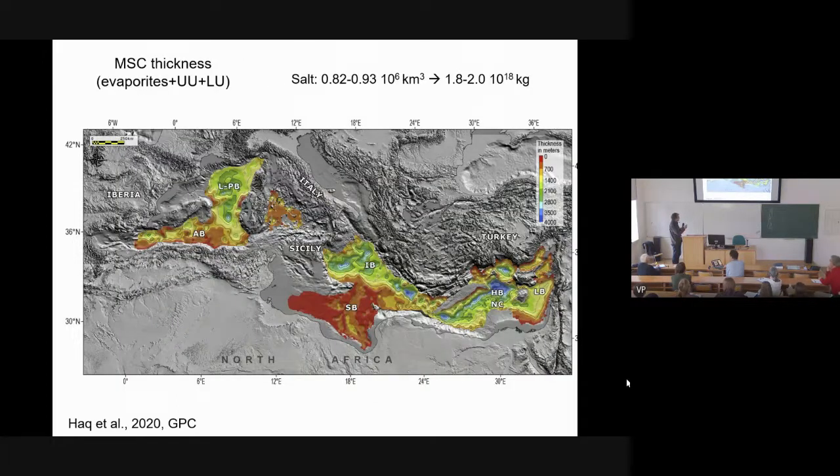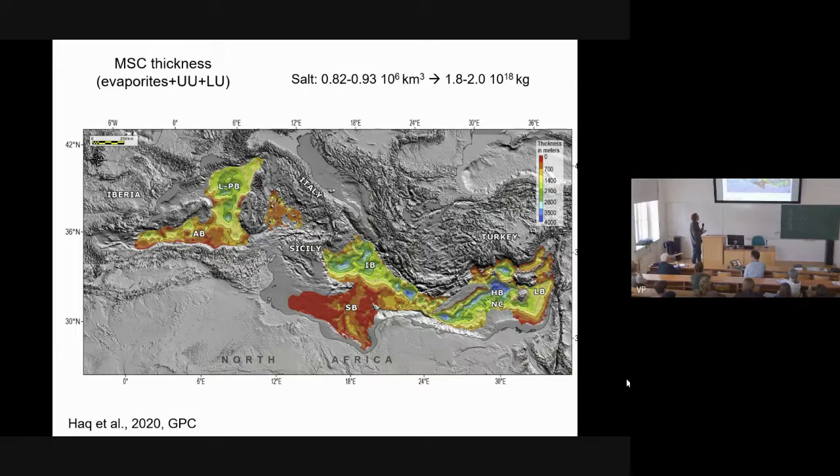Today, this is a recent paper compiling all the available seismic surveys, and it gives a very accurate vision of the distribution of these Messinian deposits. As I said, the scale is in meters, so in some places you can find deposits that reach nearly 4 kilometers, especially in areas where subduction is squeezing the salt and piling it up near the subduction trenches.